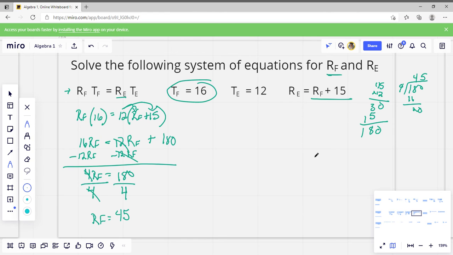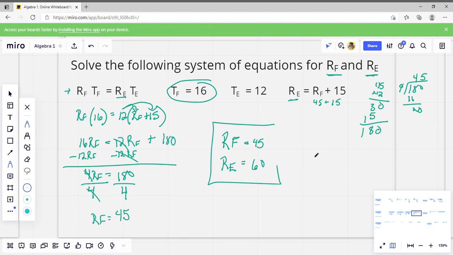We were asked to solve for RF and RE, so we know RF is 45. Now I need RE. To find that, we're going to use this equation: RE equals RF plus 15. So if RF is 45, we need 45 plus 15. 45 plus 10 would be 55, and then 5 more would be 60. So 45, 60 would be the answer to that one.